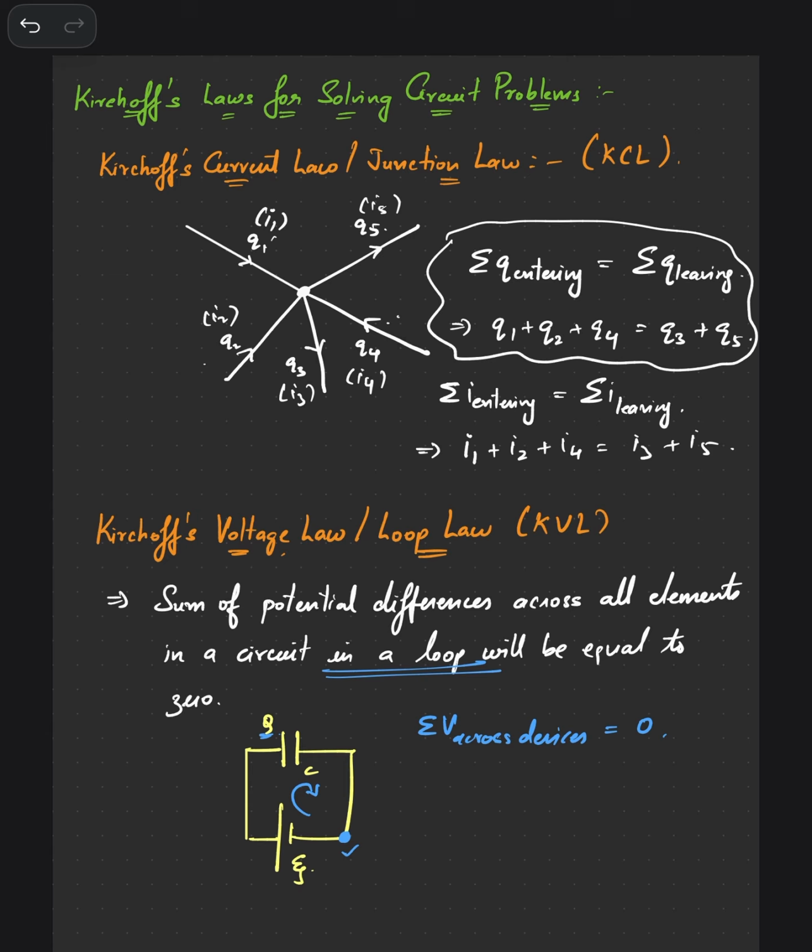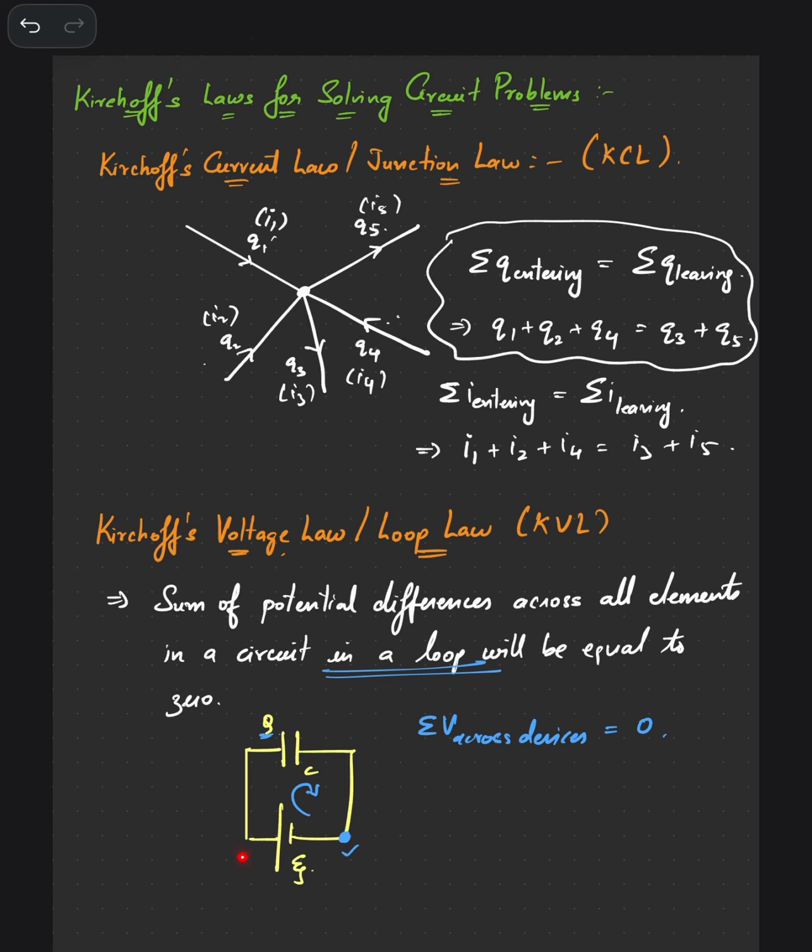So when you add up all the potential differences across devices, the total sum of potential differences should be equal to 0, right? Okay, so how would I be using it over here? So let me use Kirchhoff's voltage law in this case, right? So let me start off from this point.